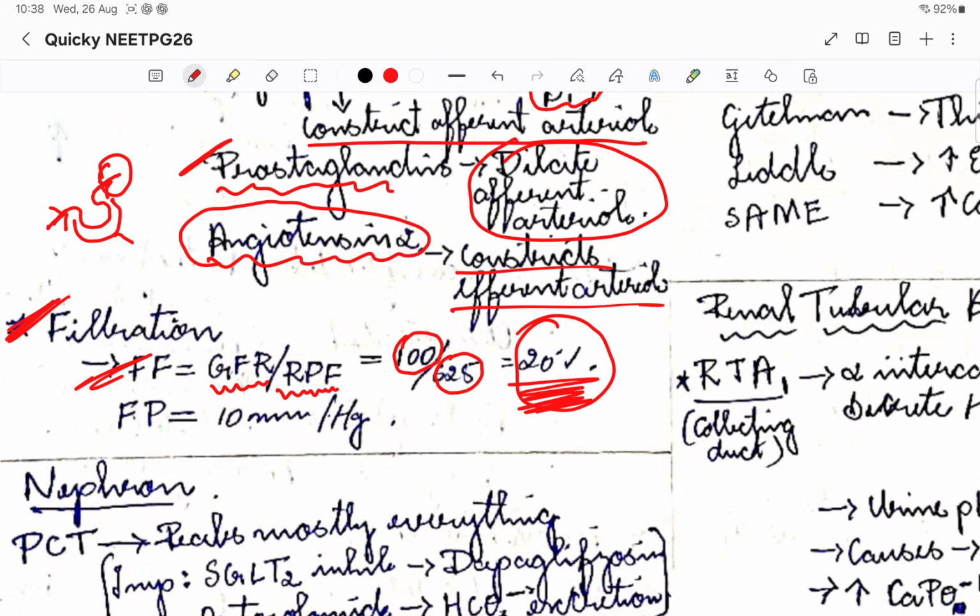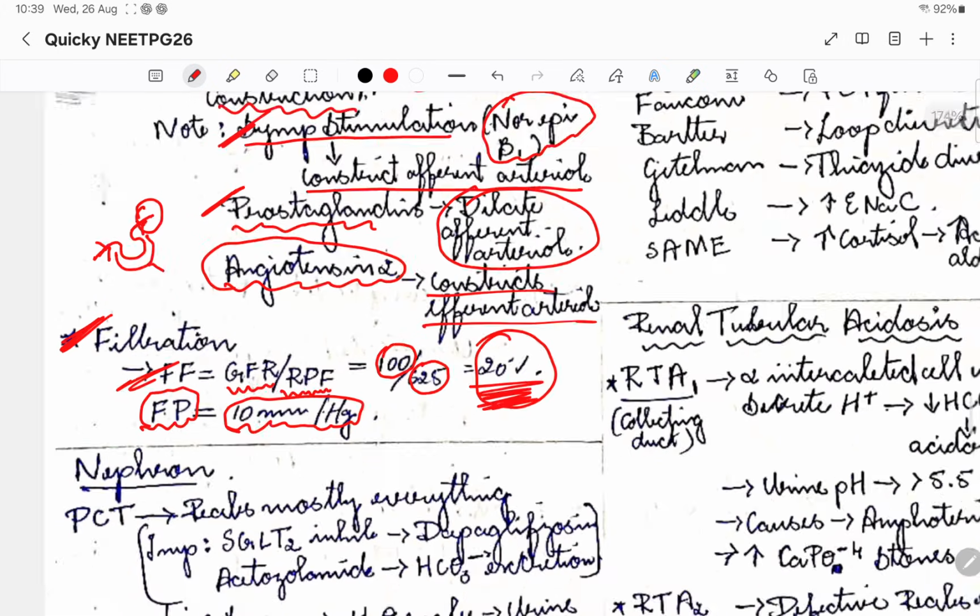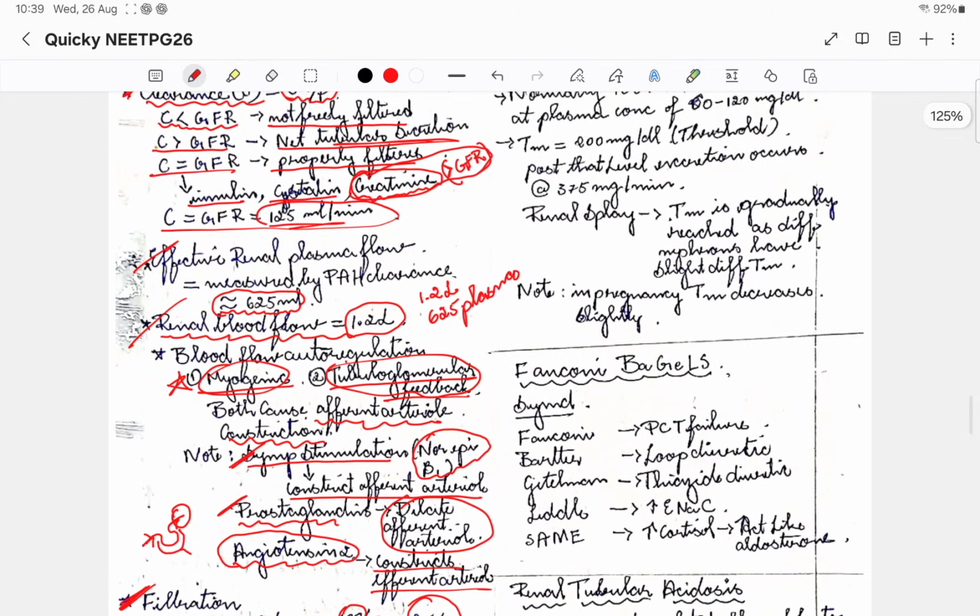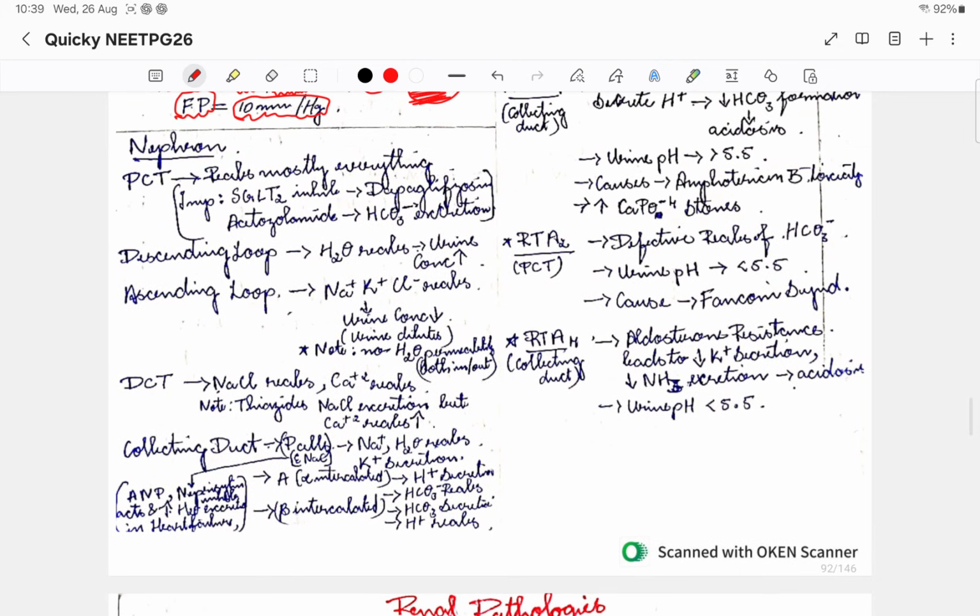And also if there is a renal artery stenosis, we are going to see how much renal blood flow and renal plasma flow is happening, and we'll be discussing that. Okay, so then coming to the filtration pressure. Filtration fraction we discussed. So filtration pressure is 10 mmHg. The filtration pressure that the artery is putting on the glomerulus is basically 10 mmHg. Okay, so this is the basic physiology topic.